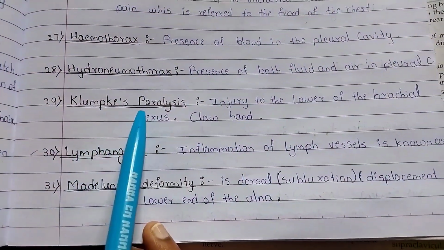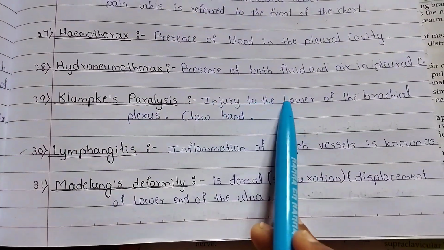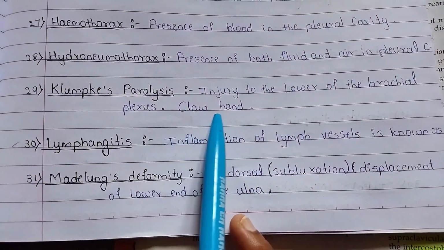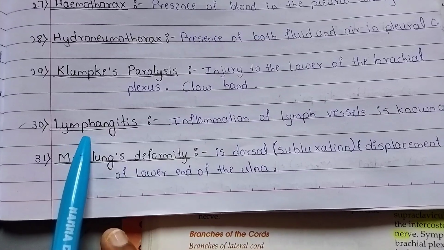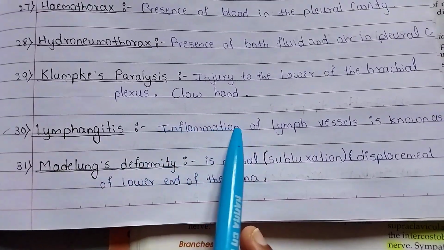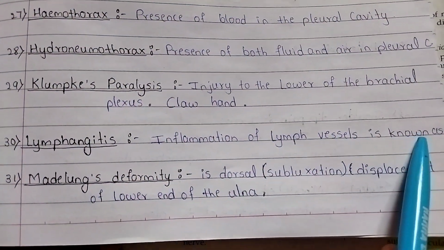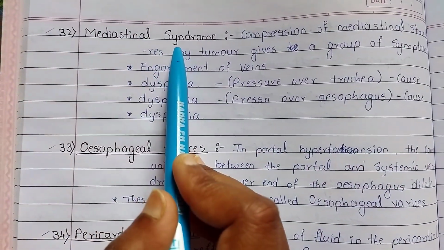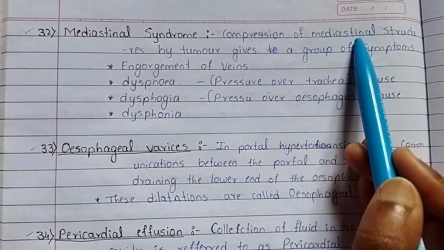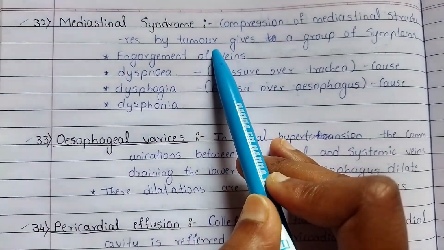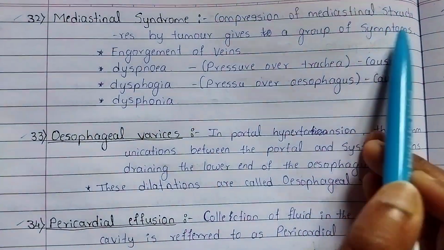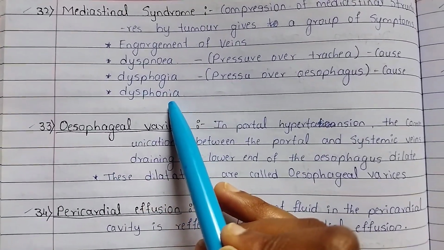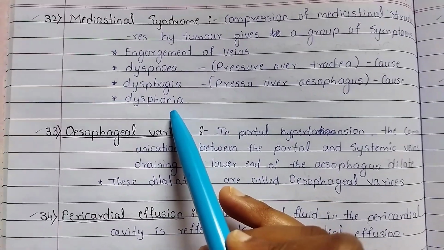Next, Klumpke's paralysis. It is injury to the lower trunk of the brachial plexus which causes claw hand. Next is lymphangitis. It is inflammation of the lymph vessels. Next, mediastinal syndrome. It is compression of mediastinal structures by a tumor, giving a group of symptoms which are dyspnea, dysphagia, dysphonia and engorgement of veins.